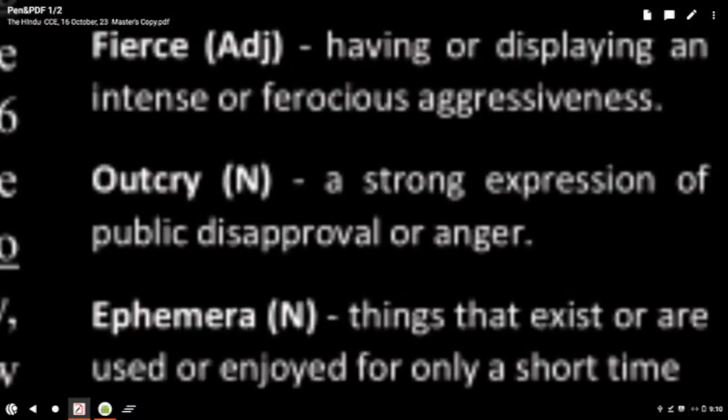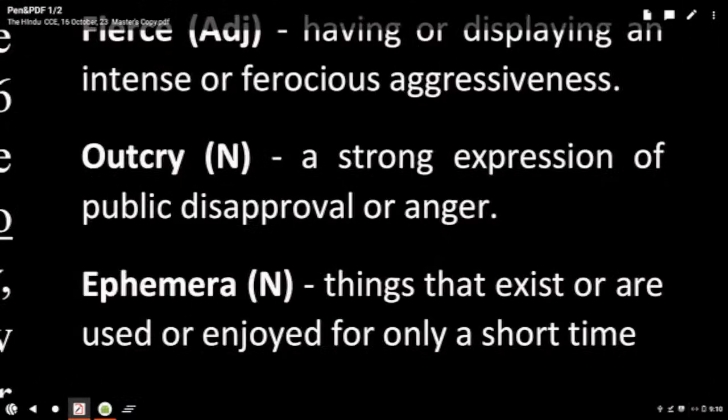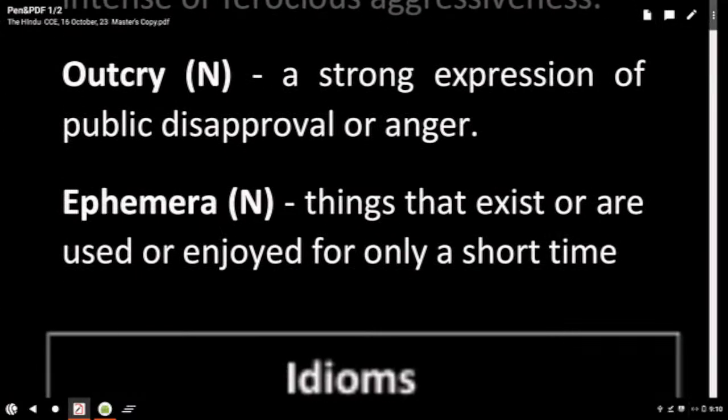Outcry means what? Part of speech noun. It has two or three meanings. One meaning is to shout. But in this context, a strong expression of public disapproval or anger. Something goes wrong. It talks about the Commonwealth Games. They did not conduct properly. There was an outcry, means something like opposing, not approving, expression of public disapproval or anger.